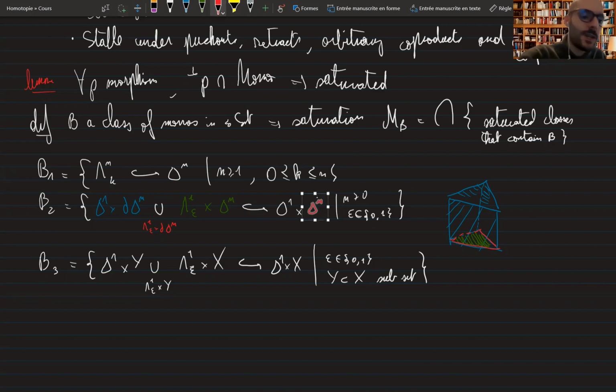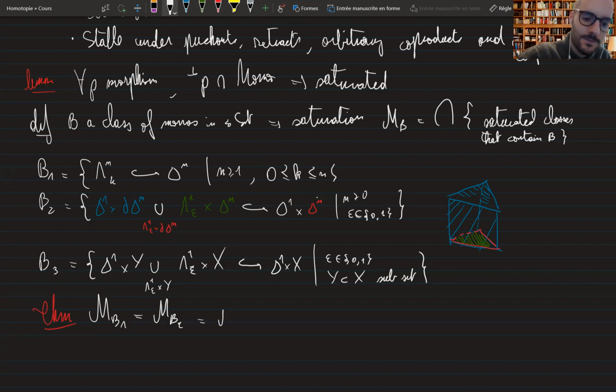And so the theorem that we are going to prove, it's not that hard. And as I said, it's really like before people prove the same kind of theorems over and over again. It's all contained in this thing, is that MB1 is equal to MB2 equal to MB3. So the saturated class generated by either of these is the same. And definition, something which is in this class is called an anodyne extension.